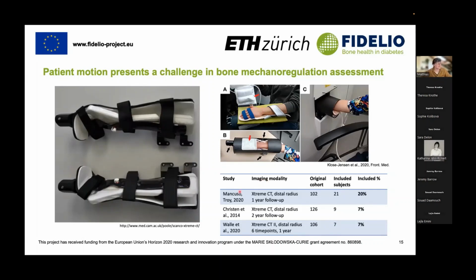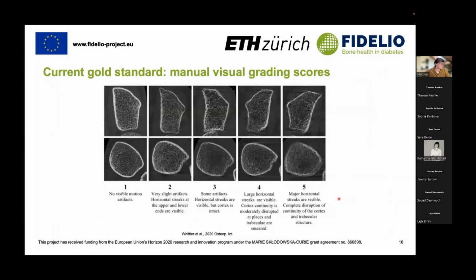And you can see down here studies that have performed bone mechanoregulation analysis. And what I really like to highlight sometimes is that when you look at the original cohorts and then the amount of subjects that were included in the final study, the other ones were most likely excluded due to motion or other reasons, but mostly they call out motion as the main problem. And these percentages are really, really low. So this makes it really hard to analyze mechanoregulation in large clinical cohorts because of these motion and blurring artifacts.